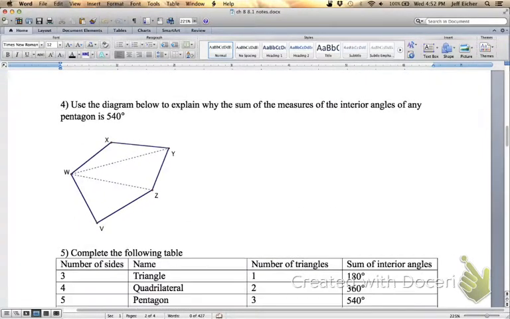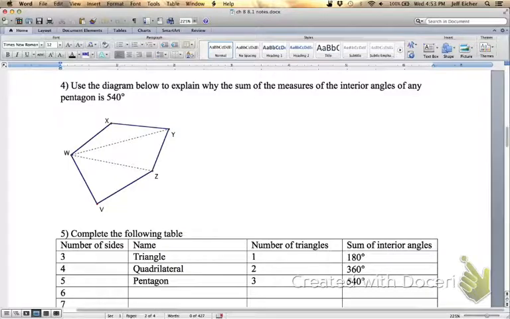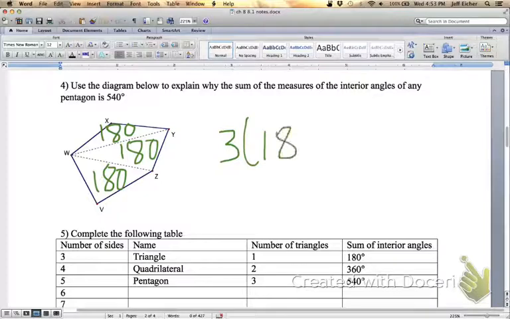And you can see on the next page, you have a pentagon, adds up to 540. Well, hopefully this makes sense. If you have three triangles, and they're all 180 degrees for the interior angles, you can do 3 times 180 degrees equals 540 degrees.